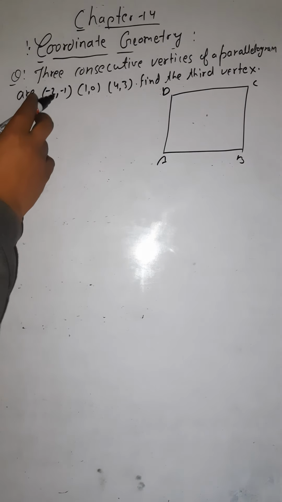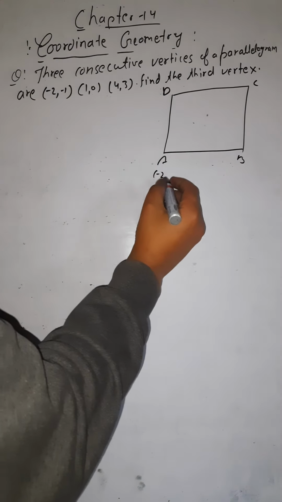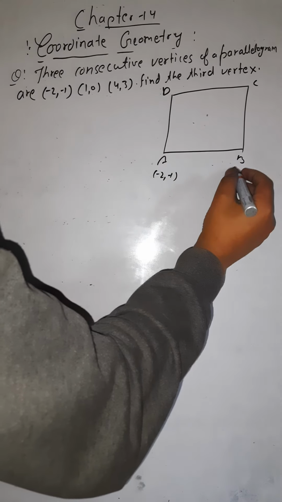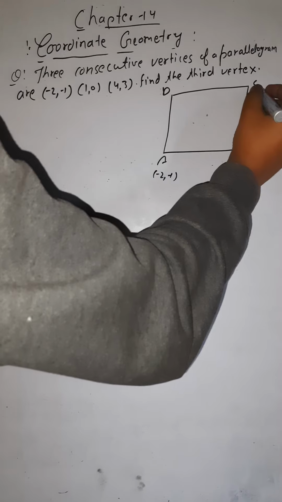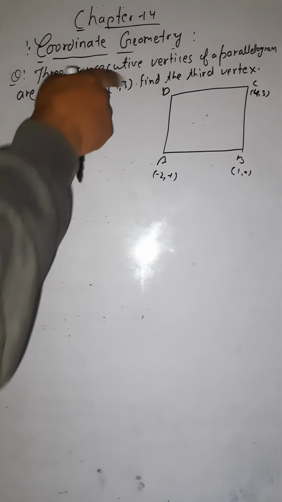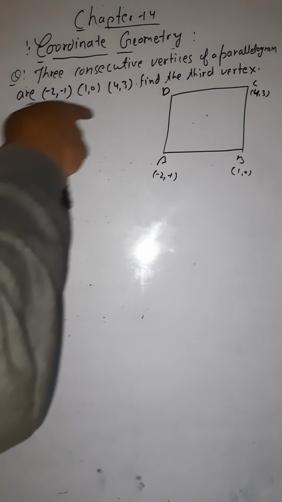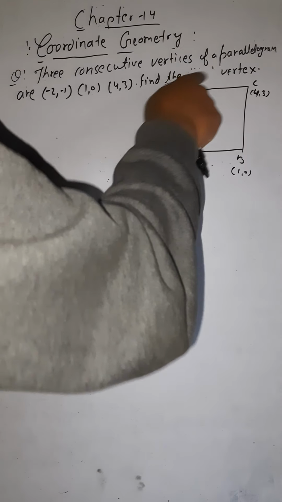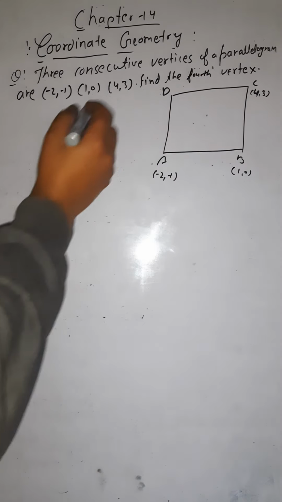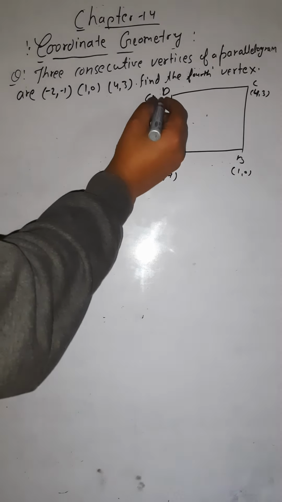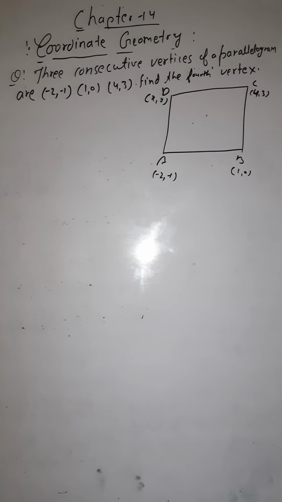Three consecutive vertices means, let's say first one is -2, -1. Second one is 1, 0. Third one, the consecutive one, is 4, 3. The fourth one means find the fourth vertex. Three consecutive vertices have been given, and we have to find the fourth vertex. Let's say the fourth vertex is x, y, which we have to find out.